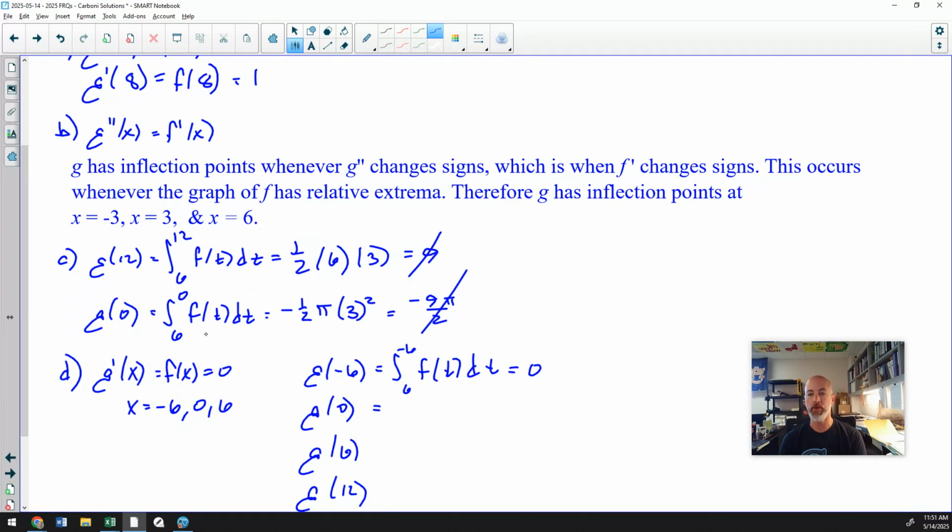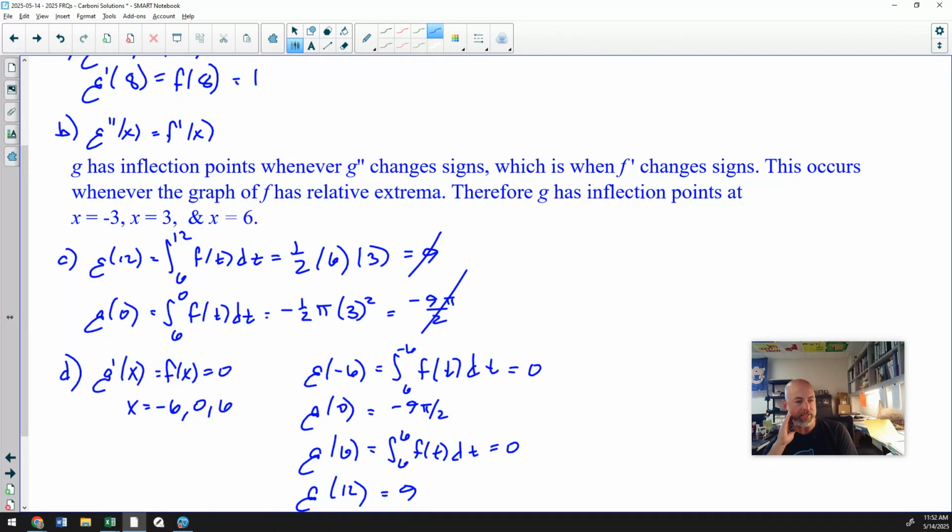G of 0 we already evaluated in part C, and at this point, maybe that negative 9 pi over 2 is going to come in handy. So I'm going to use the negative 9 pi over 2. I can still read it up there. G of 6 is going to be the integral from 6 to 6. That would be 0. I guess I'll write that. The integral from 6 to 6. If you don't go anywhere, you do not accumulate any area. And so that is also 0. And then g of 12 we have already evaluated to be 9.